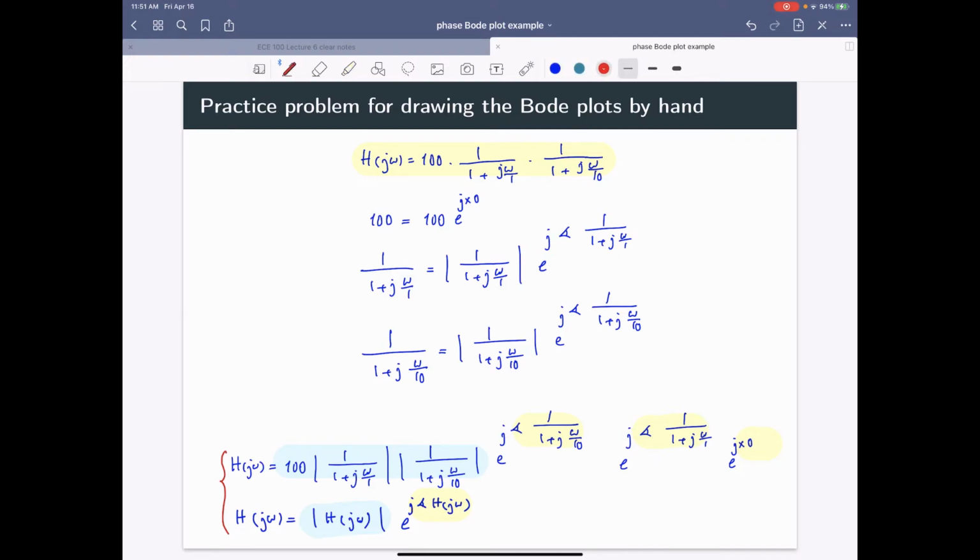Just a side note, look, e to the j theta 1 multiplied by e to the j theta 2 multiplied by e to the j theta 3 equals e to the j (theta 1 plus theta 2 plus theta 3). Okay, because of that, the angle of H of j omega equals the angle of this function plus the angle of this function plus 0. All right. Next, I'm going to show you how you can draw the angle of H of j omega, or the phase Bode plot.